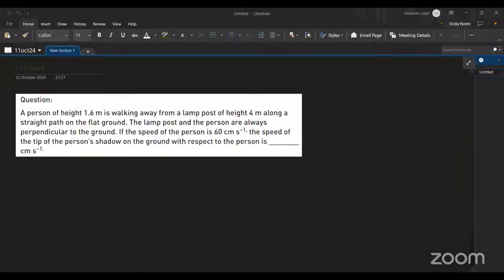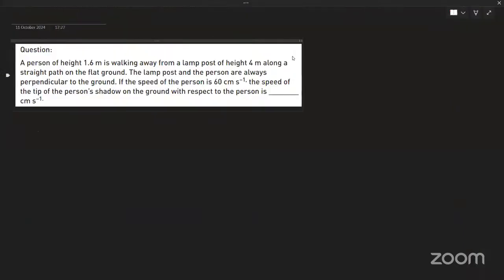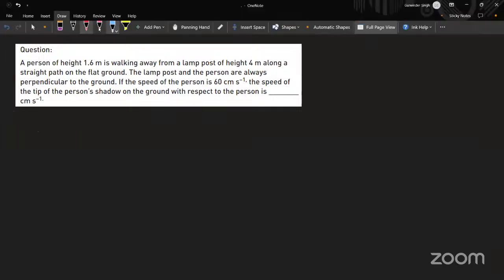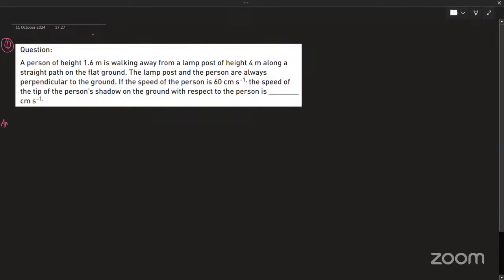Okay. So great. We'll start today's session with a question. After that, we'll move to tangents and normals. I just have a very small question, similar to the type of question we did yesterday. A person of height 1.6 meter is walking away from a lamp post of height 4 meters. So I have a lamp post that's 4 meters and this person's height is 1.6 meters.